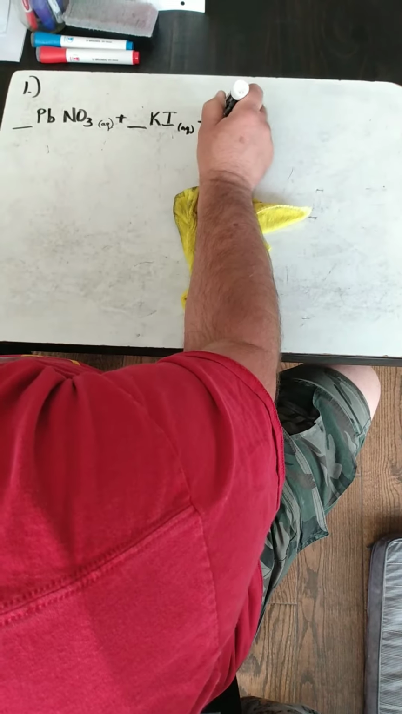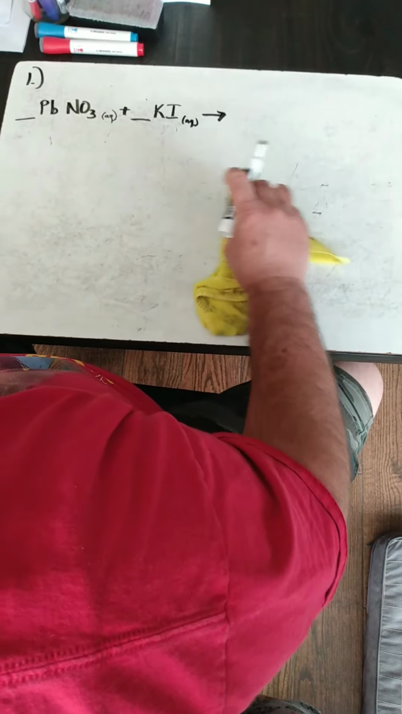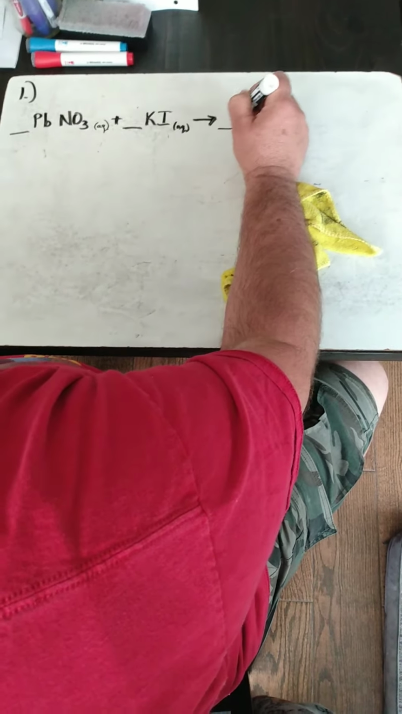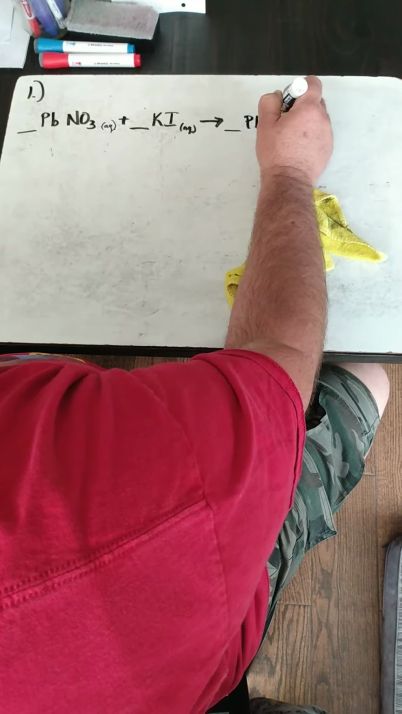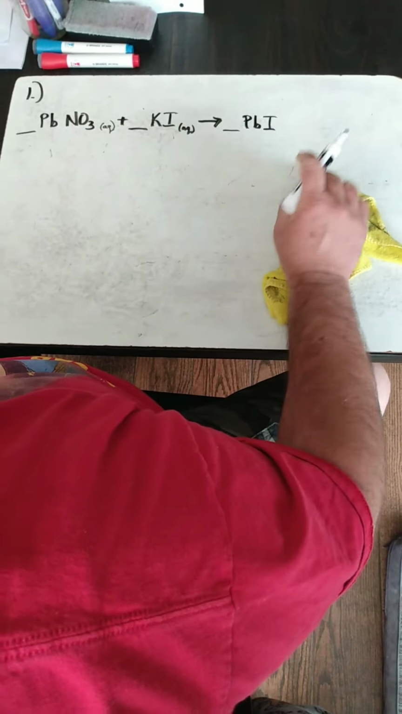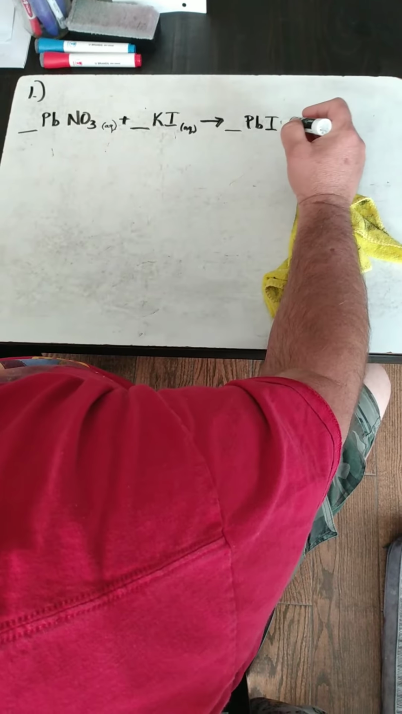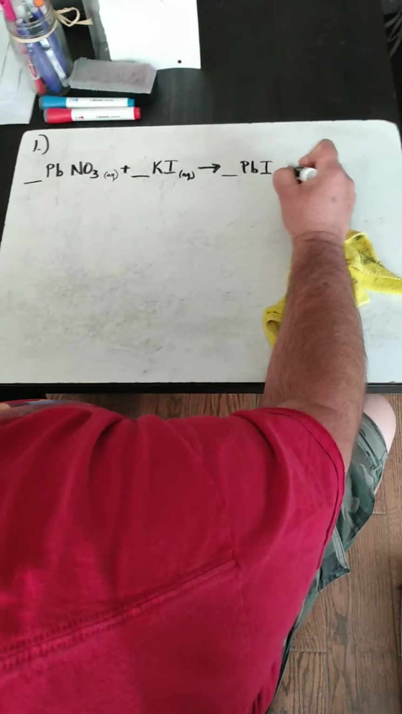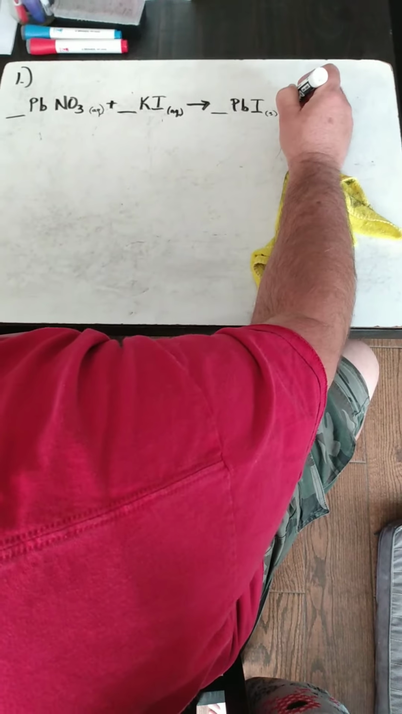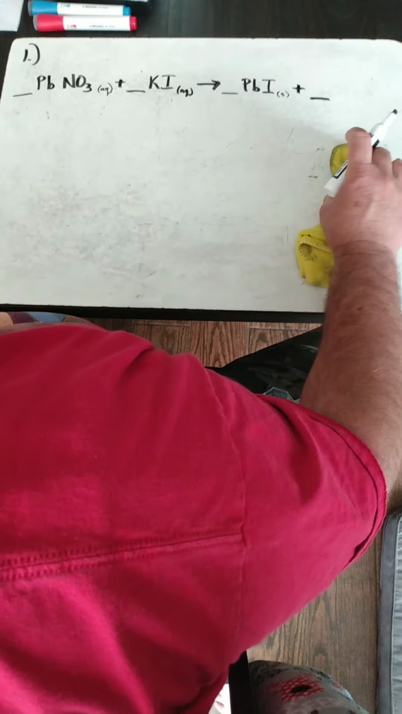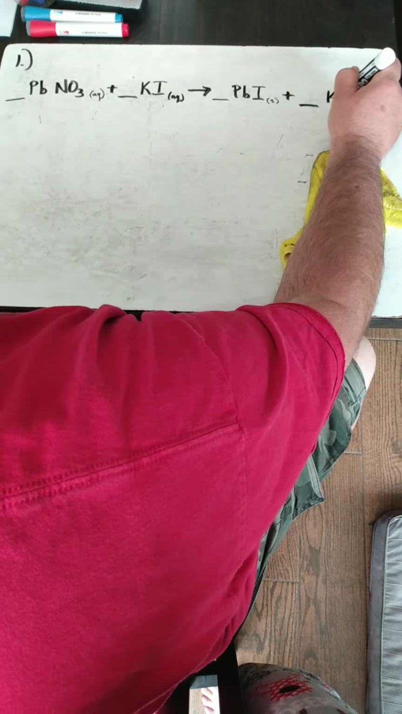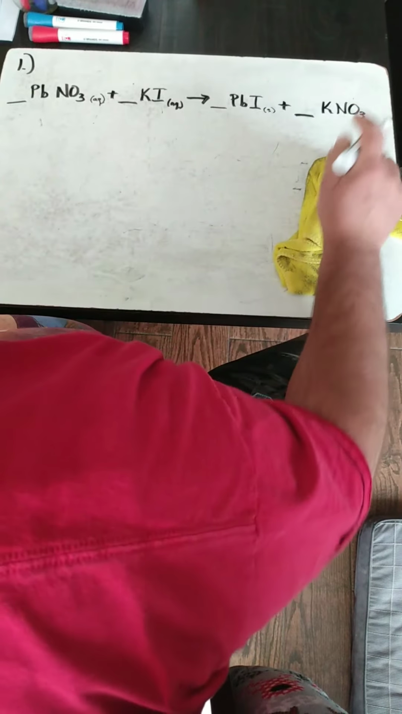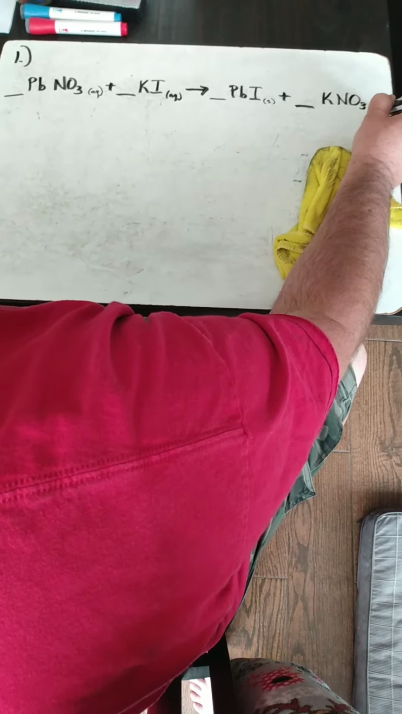To form, that's our yield symbol. That's really super important. Lead iodide. And it doesn't say what it is. It doesn't say if it's aqueous or not. So we need to think of this as it is most likely a solid. And aqueous potassium nitrate. Okay, and that says it's aqueous, so we're going to have our little AQ.